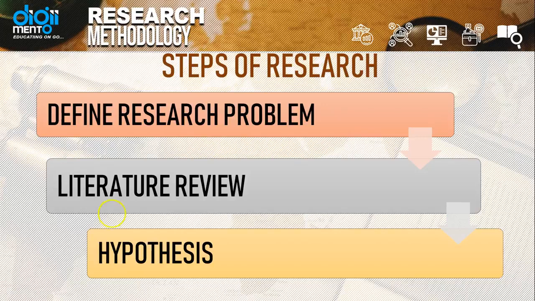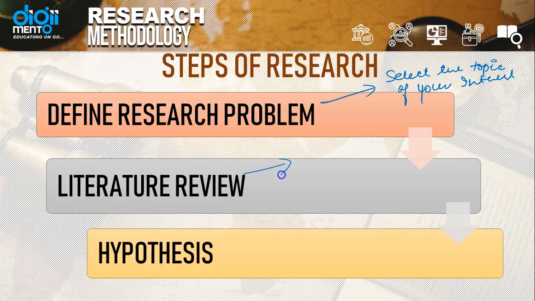So the first one is define research problem. In defining the research problem, you are going to select the topic of your interest. First and foremost, just select the topic on which you want to do research. Now the second step is literature review. Go through all the literature and find out the research gap, like what difficulties previous researchers faced, and what research is pending.